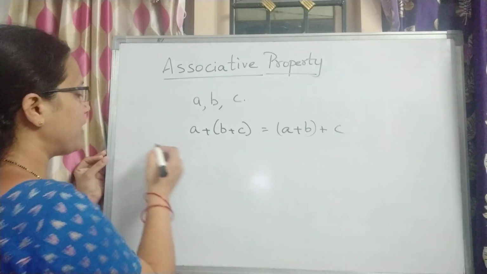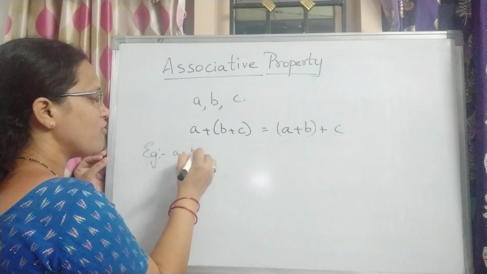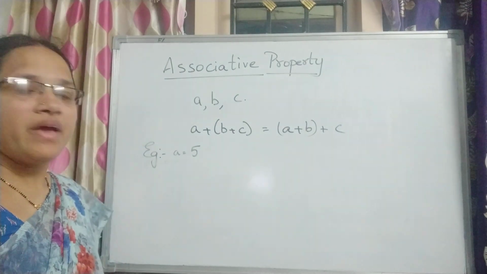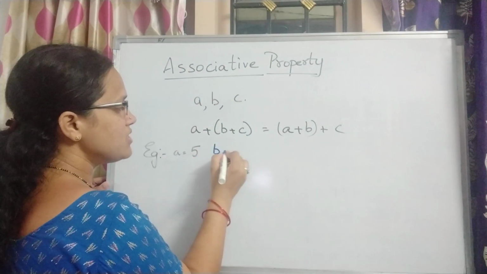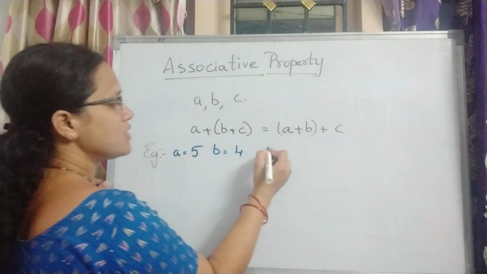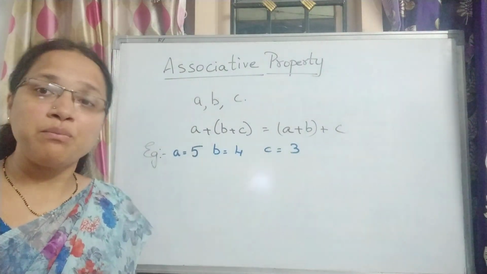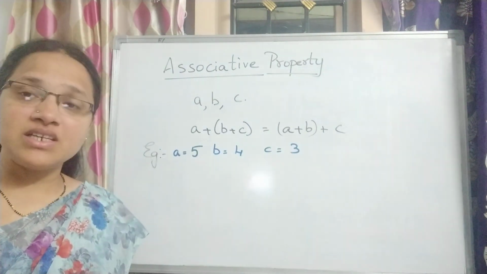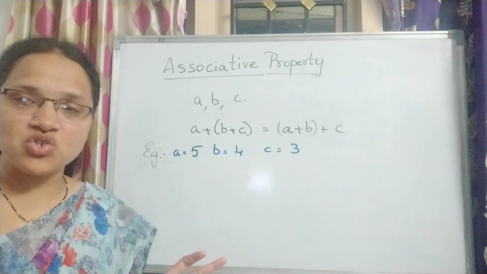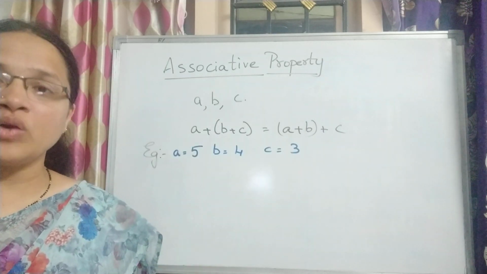Let us take one example and solve it. See, suppose we are taking A is equals to 5, B is equals to 4 and C is equals to 3. See, the 3 integers I have taken are positive only. But integers, as I have already told you during the definition, means not only positive numbers but also negative numbers, included with the 0.